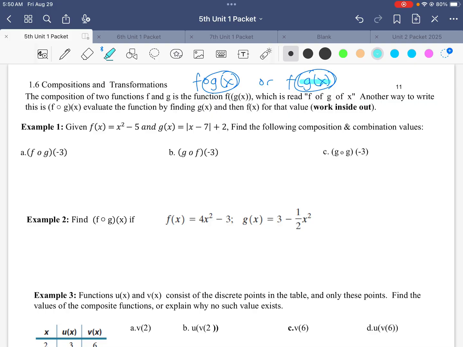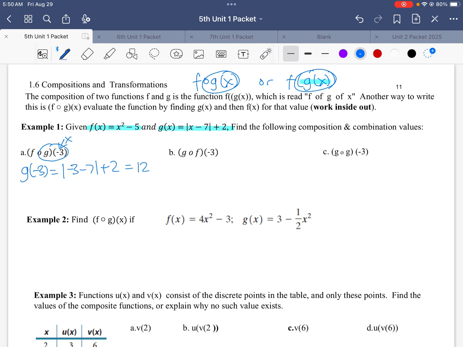Okay, let's take a look at a couple of examples. So here's my f of x, and here is my g of x. Okay, steps. So I'm always going to start with the right-hand function. So I have g of -3. Remember, anything in parentheses here is going to be our x. So we take the g function and plug in -3. So absolute value, -3 minus 7 plus 2. Go ahead and solve that, and we get 12.